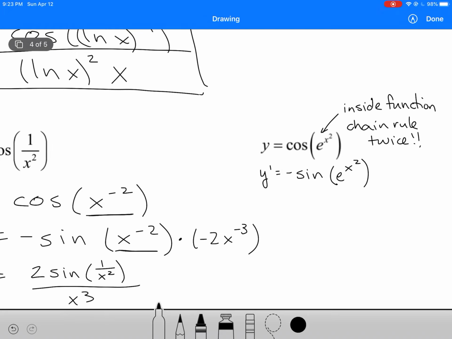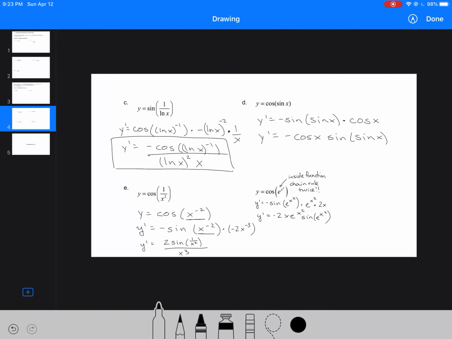Now, we're going to start by multiplying by the derivative of the inside function. So we'll start with that e to the x part, which is e to the x squared. But our e also has a function in the exponent. So now we have to multiply by the derivative of that function in the exponent. So 2x, and then we can write everything all together as minus 2x e to the x squared sine e to the x squared.